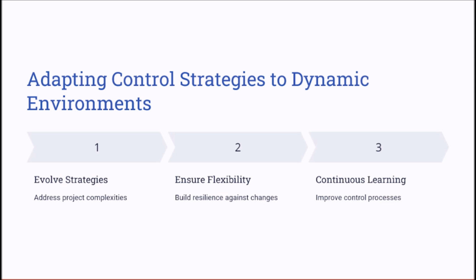Let's take an example here in an agile software development project. The iterative reviews and feedback loops enable the team to respond to evolving requirements. And this adaptability ensures that the project remains relevant and aligned with the stakeholder needs while maintaining control over timelines and resources.